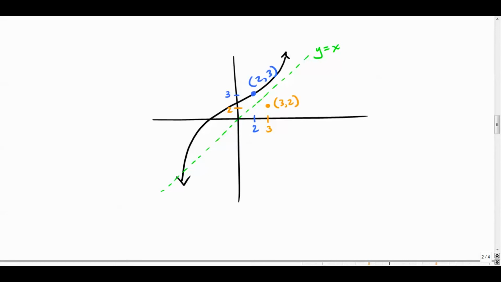Let's do a few more. If this is 0, 2.5, then a point on its inverse would be 2.5, 0. If this were negative 4, 0 right here, a point on its inverse would be 0, negative 4. Somewhere down here. All we're doing again is switching x and y. So this thing would graph, and it would be reflected over y equals x.